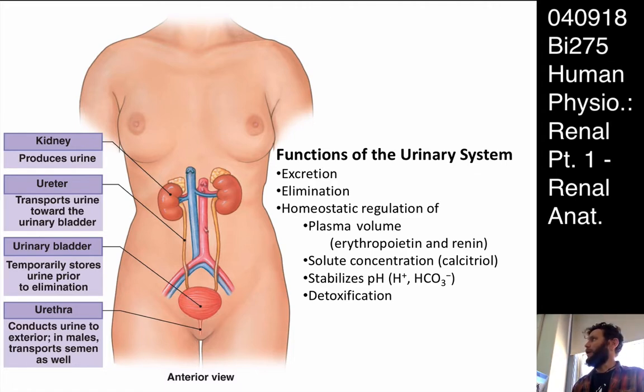And then it helps regulate solute concentration. For example, through the action of calcitriol, right? And we've already covered how calcitriol can affect the plasma concentration of calcium, for example. It definitely stabilizes the pH in the body by managing the hydrogen ion concentration and the bicarbonate buffering, and then it is able to detoxify the blood. So it's able to take some toxins that are in the body and solubilize them for export in the urine.